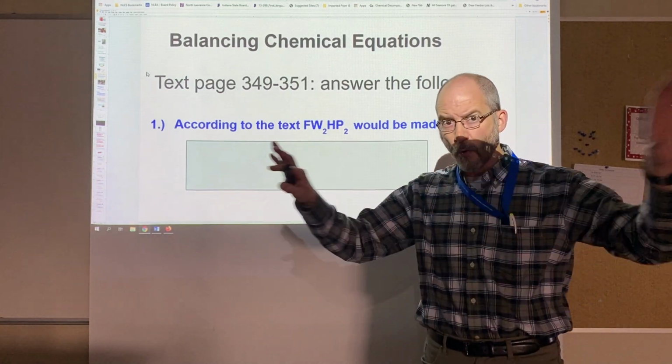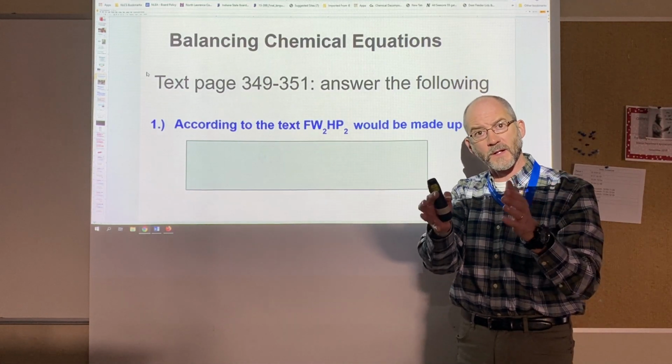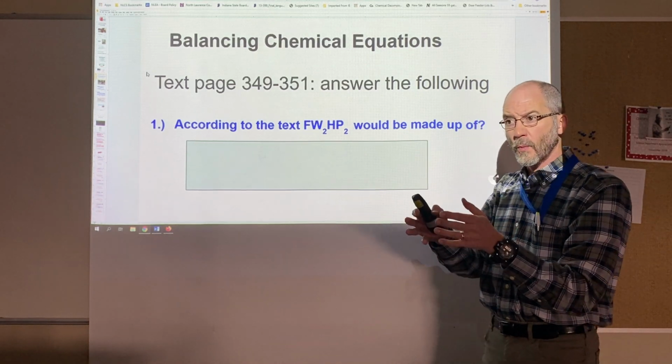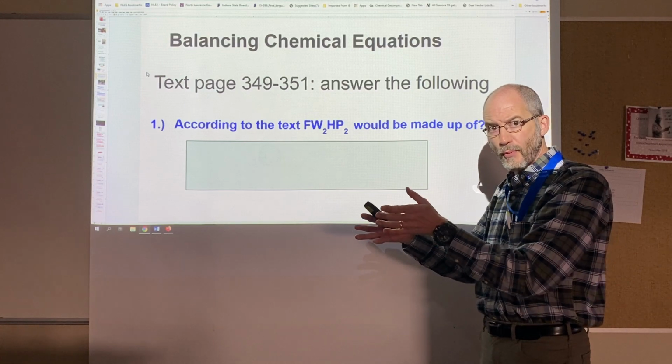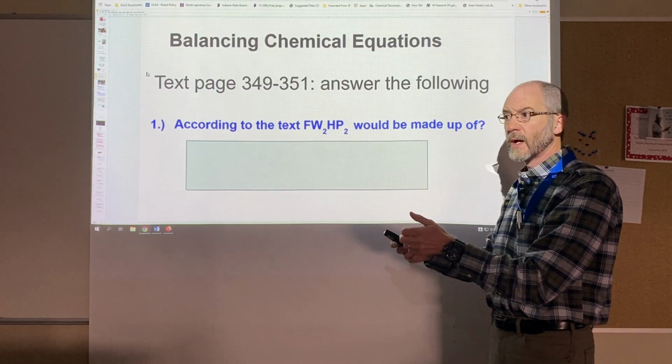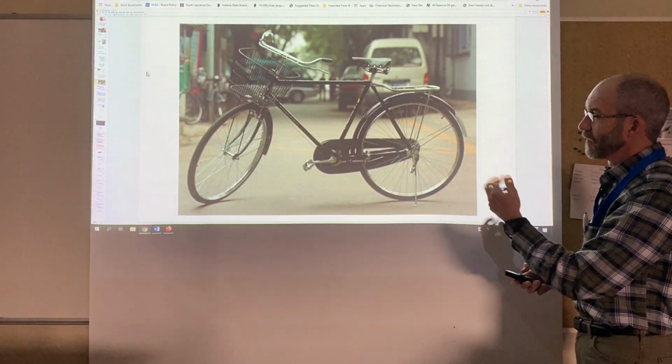Now, I'm not talking about the whole chemical equation right now. I'm just talking about an individual chemical formula. What does it represent? Well, it represents whatever your product is, okay? So they gave you an example of a bicycle.